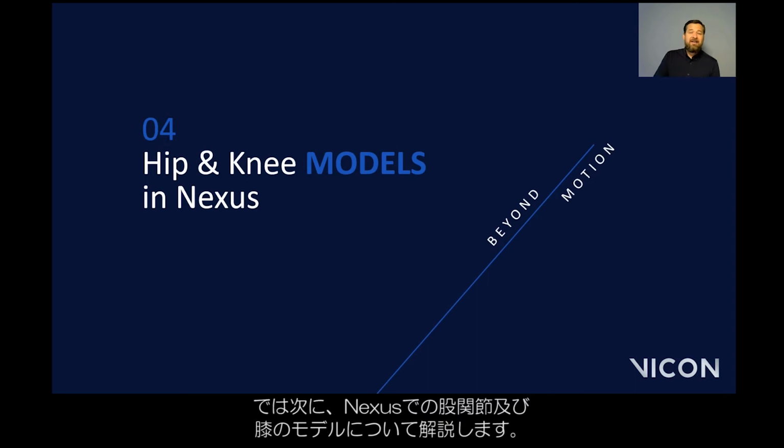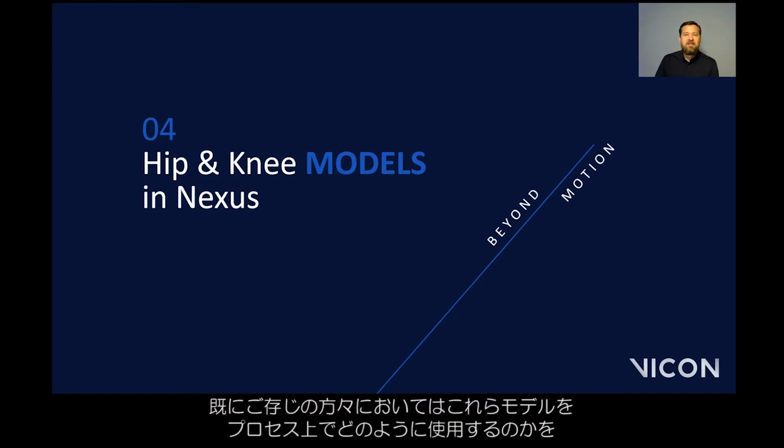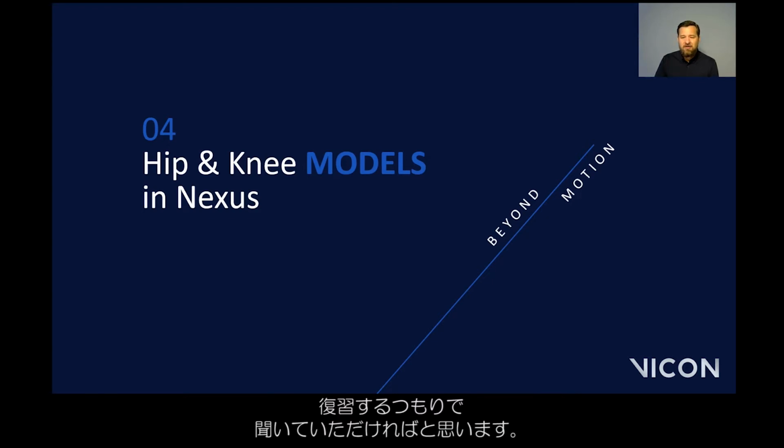Next, what we're going to be looking at is the hip and knee models within Nexus. Now, a few of you will already be aware of this model as it came out with the original launch of Nexus 2 in 2015. However, we thought it would be a good idea to give you a little refresher of this model and how you can implement it within your process.